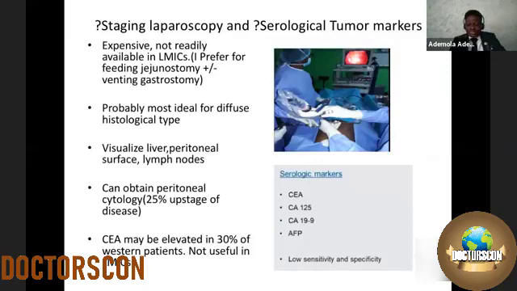It will make sense to do staging laparoscopy in our environment because we are seeing more and more patients with diffuse type, which has a high propensity for peritoneal metastasis. Unfortunately, laparoscopy is not readily available in low-middle income countries.